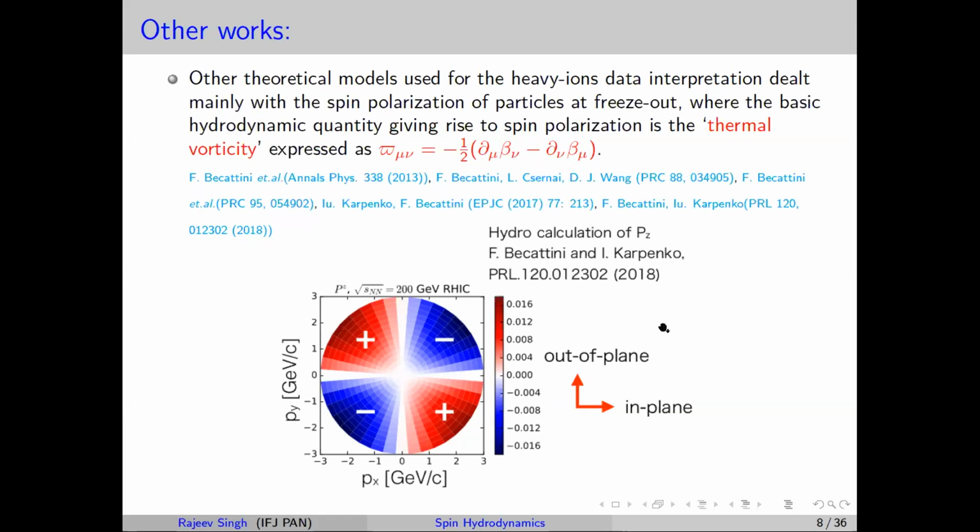But currently the theoretical groups have not explained or reproduced the RHIC results of the longitudinal spin polarization, and there is a mismatch of the sign. You can see here this is minus plus, but according to RHIC, this is inverse, plus minus. So that discrepancy is still there. Therefore, we are not able to explain this spin polarization effect of lambda hyperons completely.